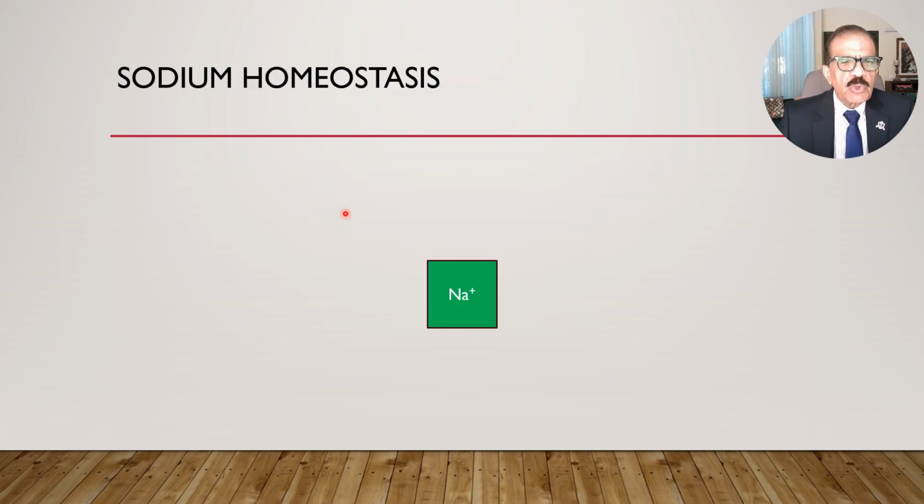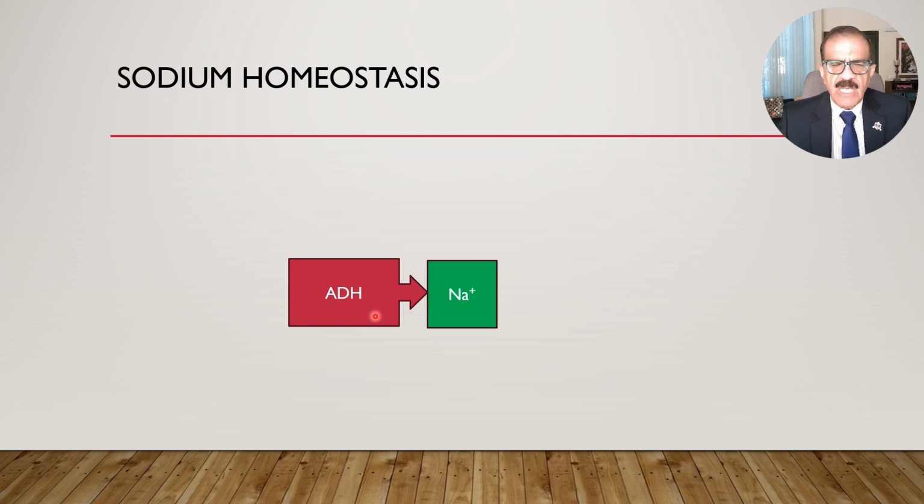How is sodium regulated? Sodium homeostasis. So this is the sodium, and there are actually multiple mechanisms to control our serum sodium. First of all, antidiuretic hormone. Now, as you can judge from the name, antidiuretic hormone is the hormone which would prevent diuresis, which would prevent too much diuresis.